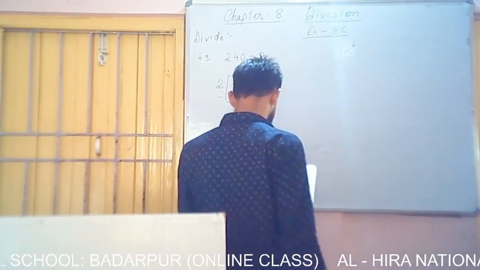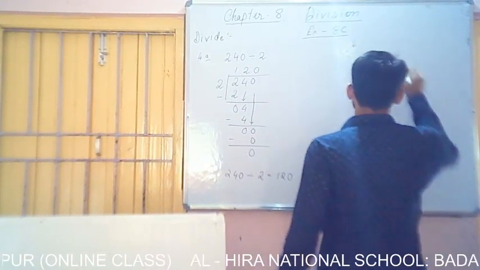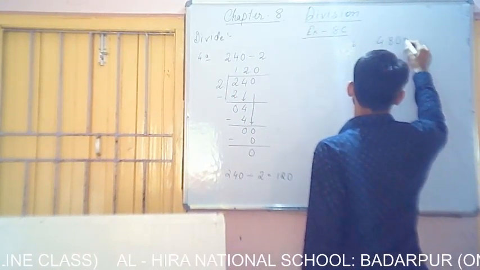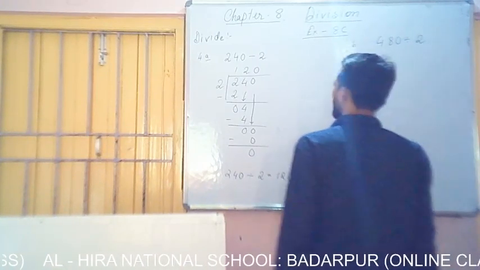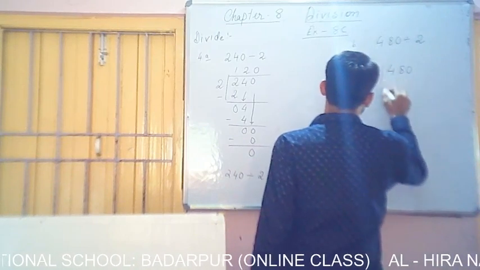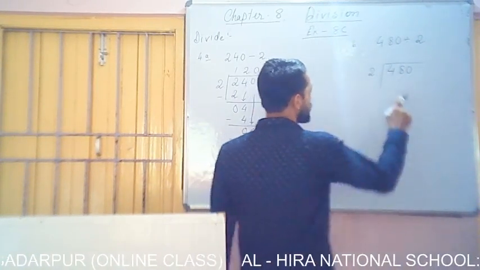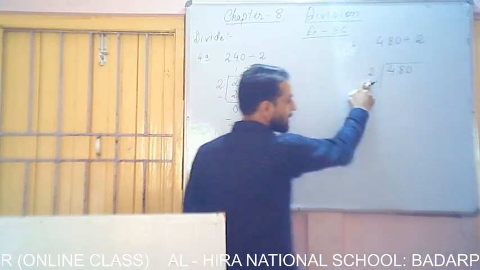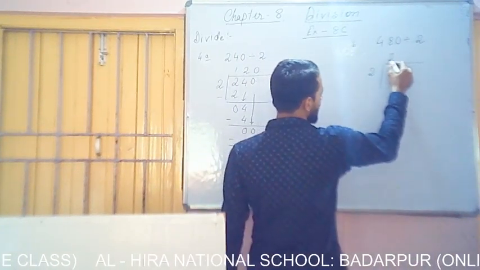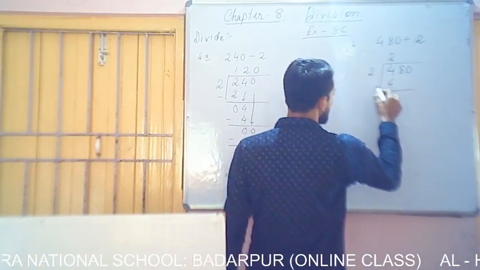Next is B. 480 divided by 2. So here we are going to write 480 as dividend and 2 as divisor. First of all we are going to divide 4 by 2. So we write here 2. 2 2s are 4. 4 minus 4 equals 0.